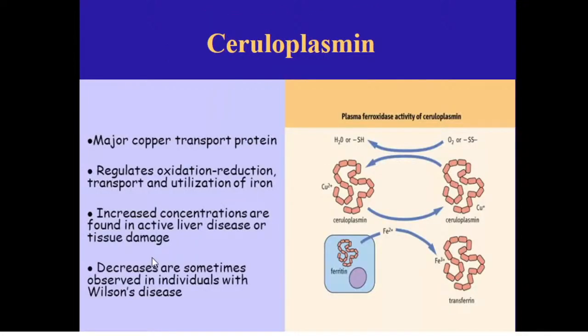This enzyme, this protein, also transports copper, and as we said, regulates oxidation and reduction in transport and utilization of iron. Increased concentration of it shows liver damage because it is synthesized in the liver, and decreased concentration can be observed in a disease which is named Konovalov-Wilson disease. It is accompanied by the saturation of the peripheral tissues with copper.